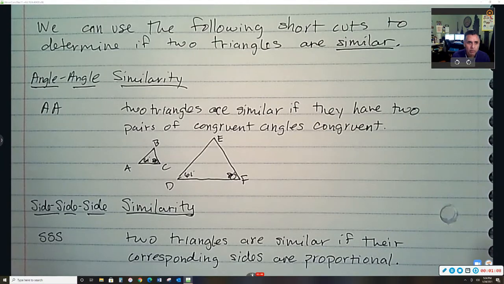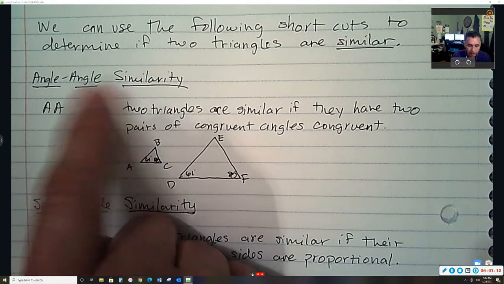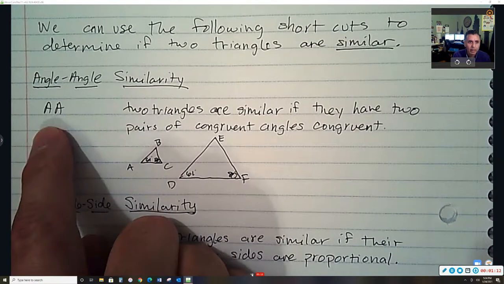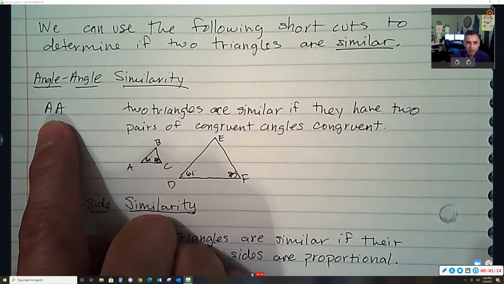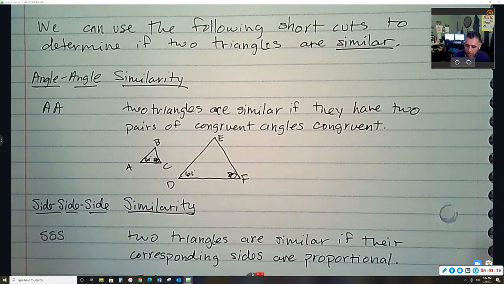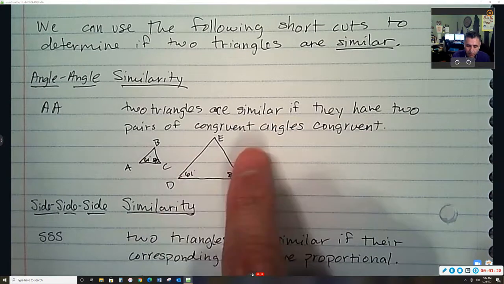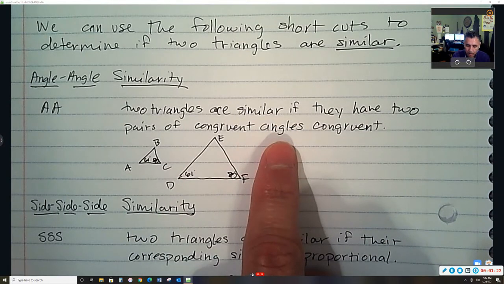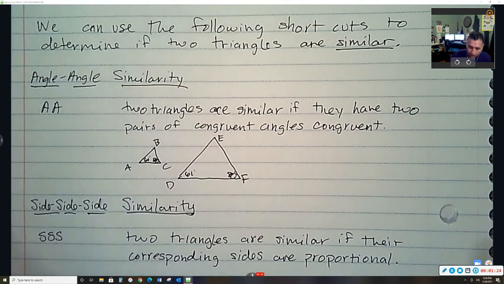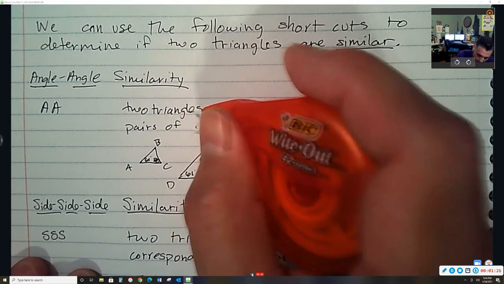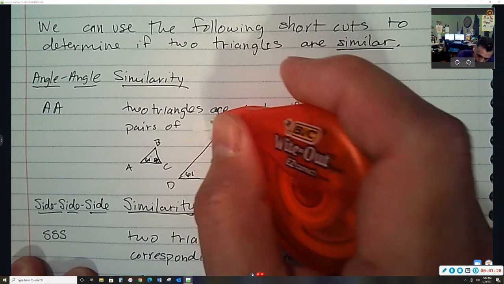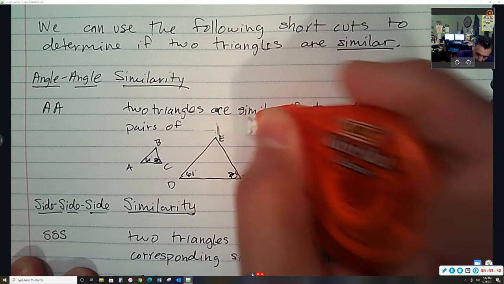The first one we have is angle similarity, and when I write it down, I'm just going to write AA. It says two triangles are similar if they have two pairs of corresponding angles congruent. That should say corresponding. Let me fix that real quick.